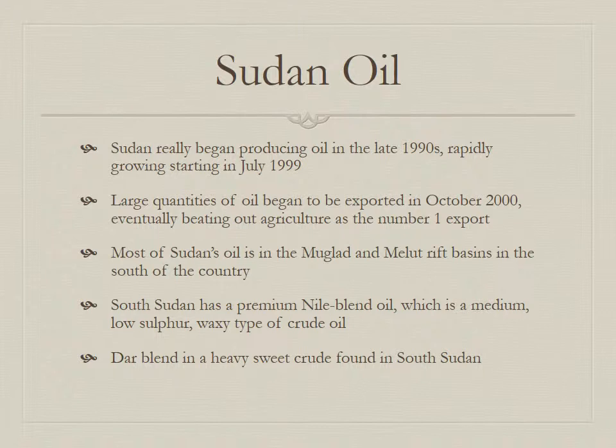Sudan has mainly two types of oil, one being the higher quality Nile blend oil, which is a medium low sulfur waxy type of crude oil, whereas Dar blend is a heavy sweet crude that isn't as sought after and is usually sold along with the Nile blend at a discounted price.